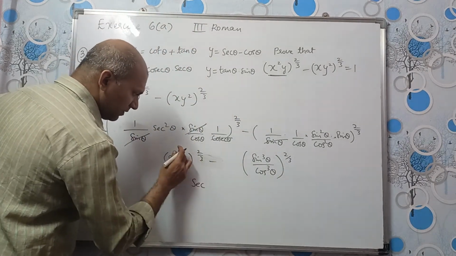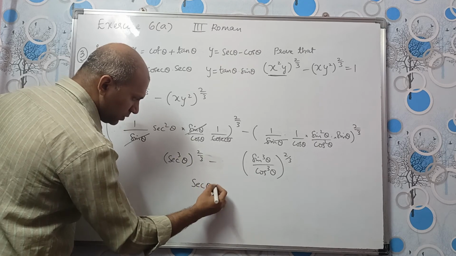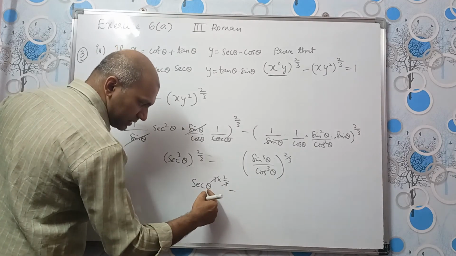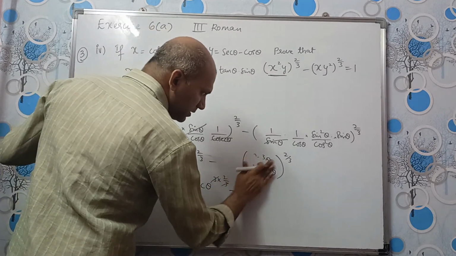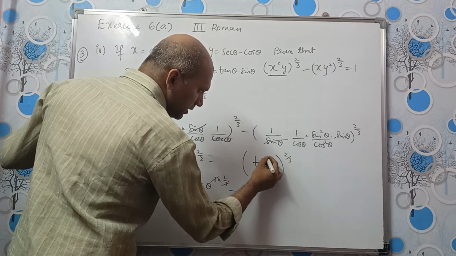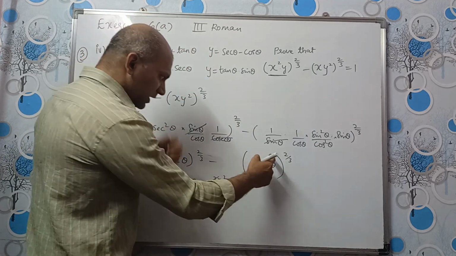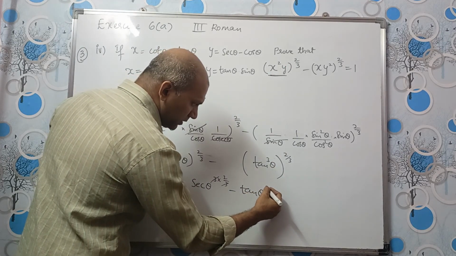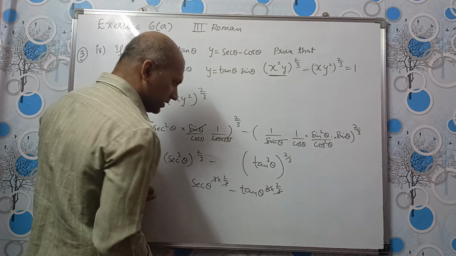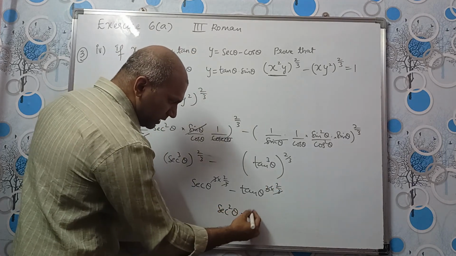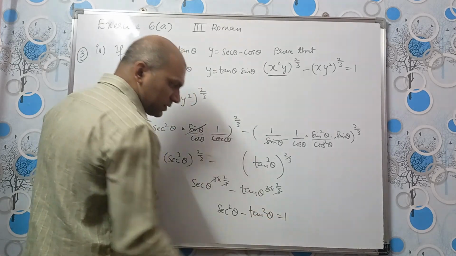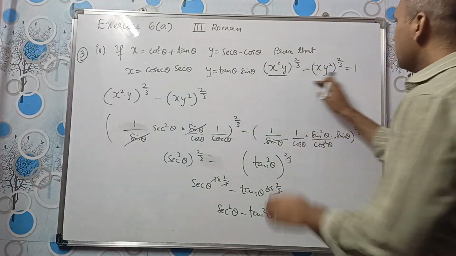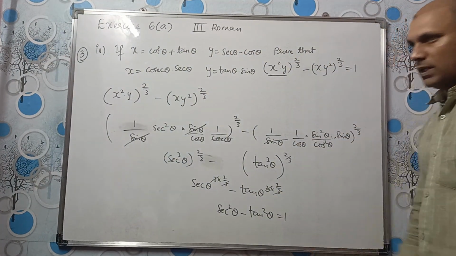See, if you multiply this 3 into 2 by 3, the 3 will get cancelled. We'll have secant square, and here sine divided by cos is tan, right? So it will be tan cube theta, and multiplying this 3 with 2 by 3, we will have tan square theta. So finally what do we have? We'll have secant square minus tan square. Secant square minus tan square is equal to 1, right? So this whole LHS is equal to how much? It is equal to 1. Okay.